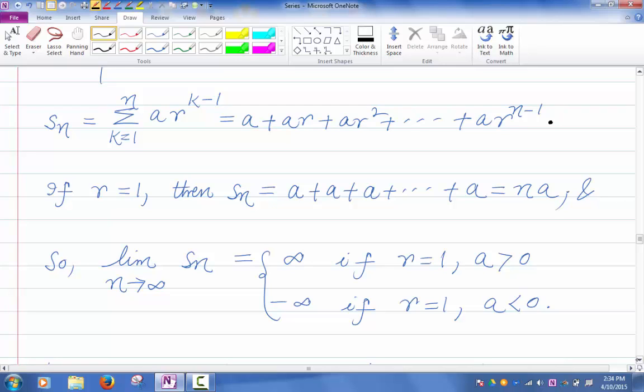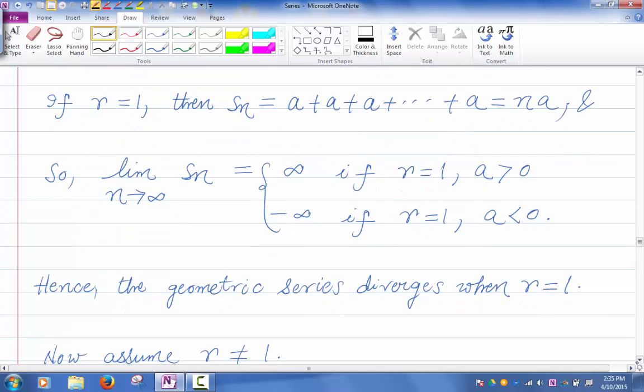So what is happening to Sn as n goes to infinity? Well, as n goes to infinity, Sn is either going to infinity or going to negative infinity, according to the sign of a. If a is positive, then Sn will go to infinity. If a is negative, Sn will go to negative infinity. You guys agree with that?